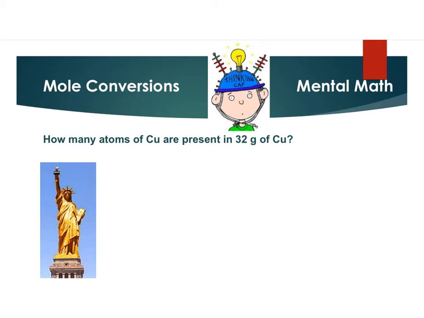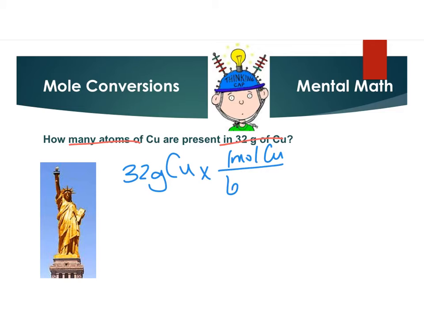This one asks for atoms and it gives us grams. So again, it's a 2-step problem. So we're going to start and say, well, 32 grams of copper. And you have to first convert them to moles. So for every 1 mole of copper, there are roughly 64 grams of copper. And so 32 divided by 64, again, that's 1/2, so 0.5 moles of copper.